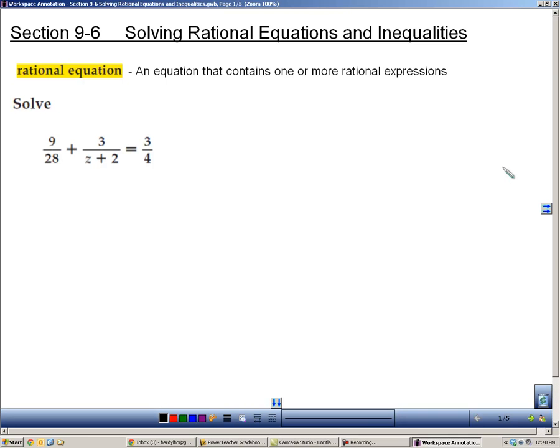Section 9.6 is about solving rational equations and inequalities. A rational equation is an equation that contains one or more rational expressions. You see an example here.